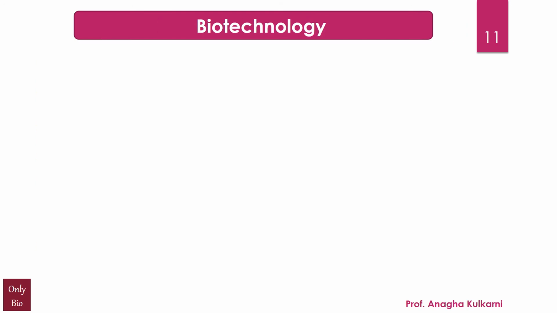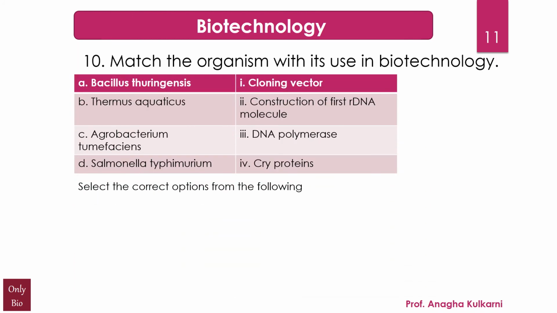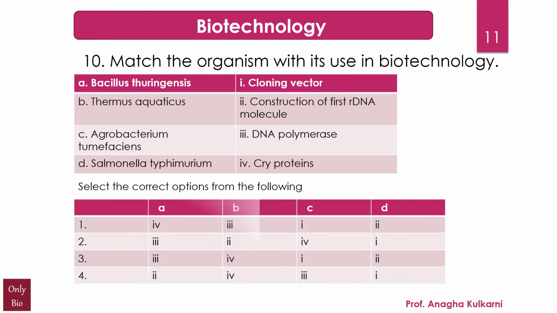The next question relates to the chapter biotechnology. It's a match the following. We have A, B, C, D as Bacillus thuringiensis, Thermus aquaticus, Agrobacterium tumefaciens, and Salmonella typhimurium. And 1, 2, 3, 4 are cloning vectors, construction of first rDNA molecule, that is recombinant DNA molecule, third is DNA polymerase, and fourth is glycoproteins, and these are the options given.